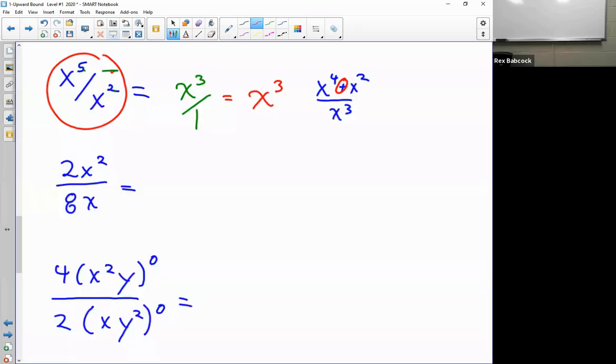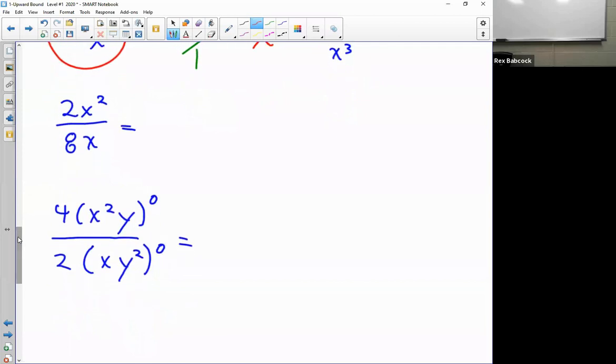Try this one on your own. Everybody get that answer right there? What would that be if we simplified that division problem? If you get the first one that I circled, go ahead and do the second one that's on the board.